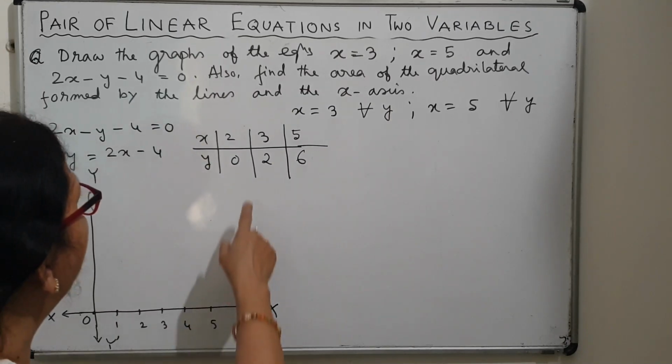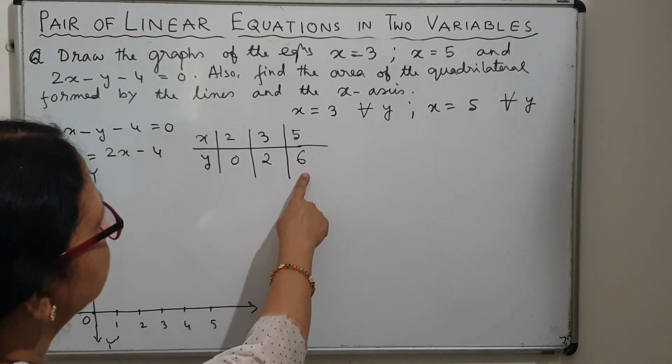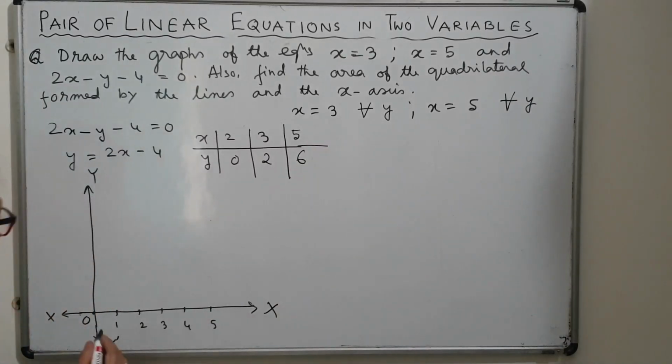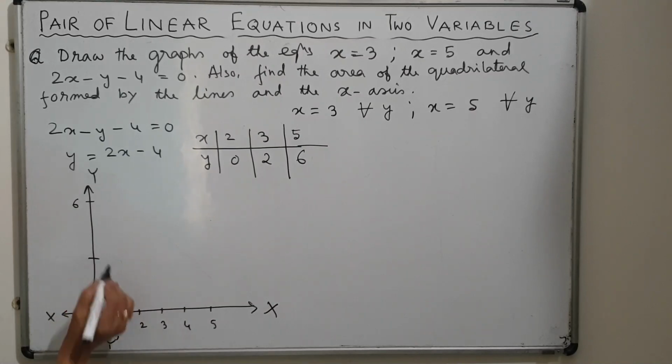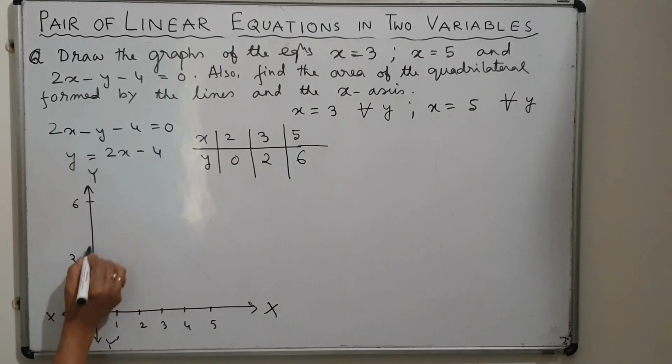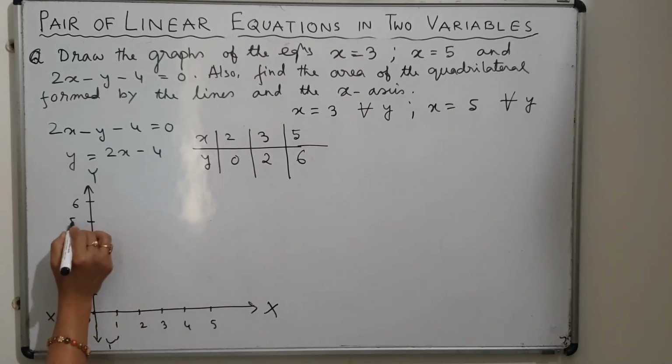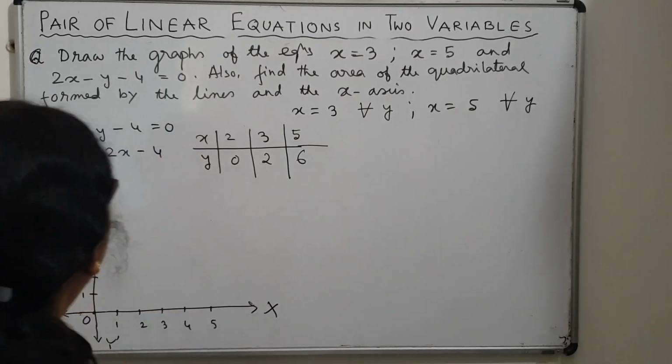And what are the values of y? Up to 6. Okay. So here say this is 6. So this is your 3, the middle one, then 1, 2, 4, 5. In this way I have scaled the axes.